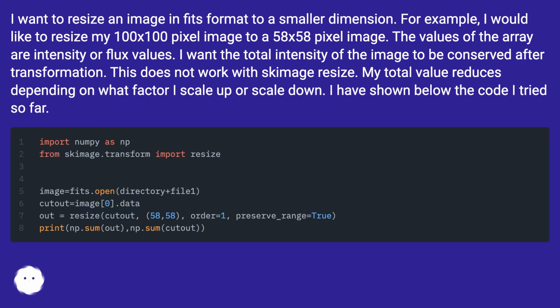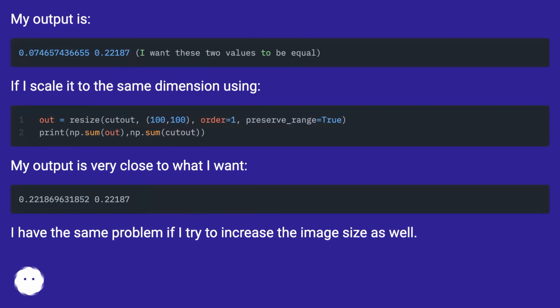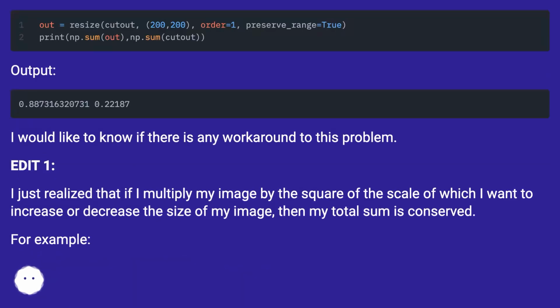This does not work with Skimage resize. My total value reduces depending on what factor I scale up or scale down. I have shown below the code I tried so far. My output is. If I scale it to the same dimension using, my output is very close to what I want. I have the same problem if I try to increase the image size as well. Output. I would like to know if there is any workaround to this problem.